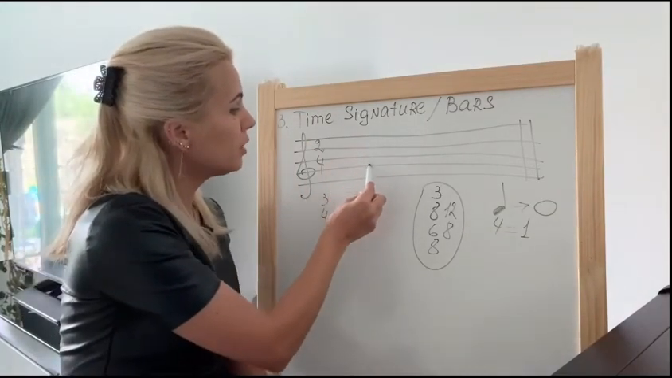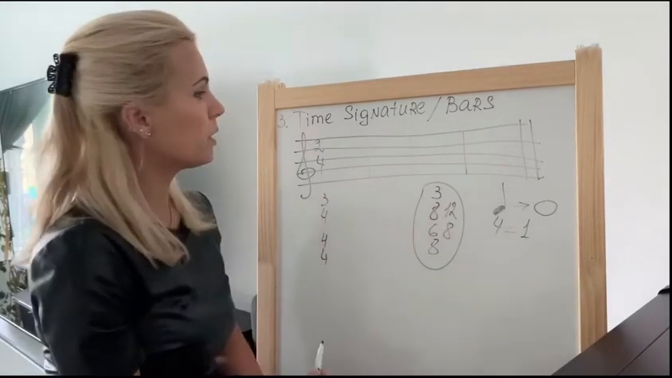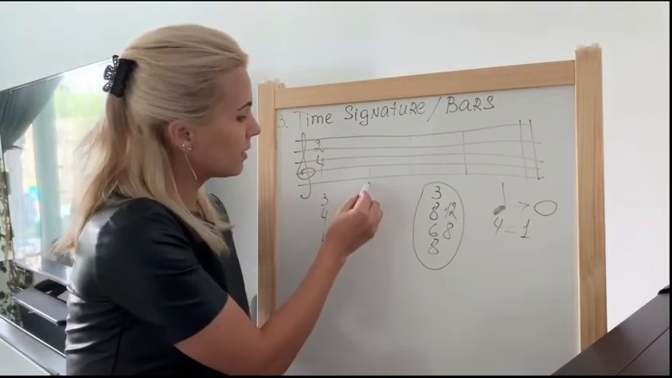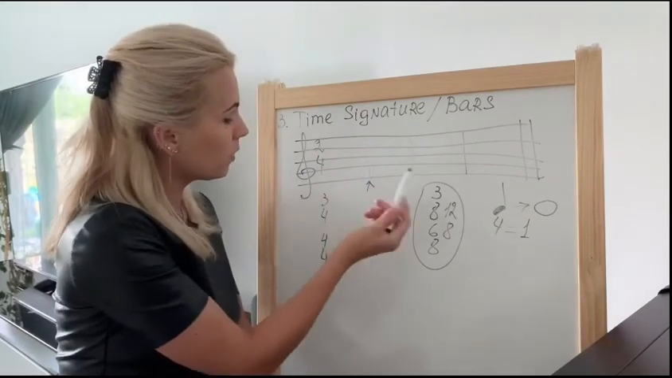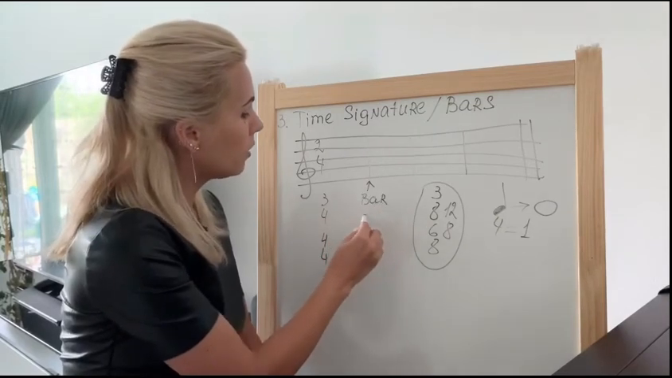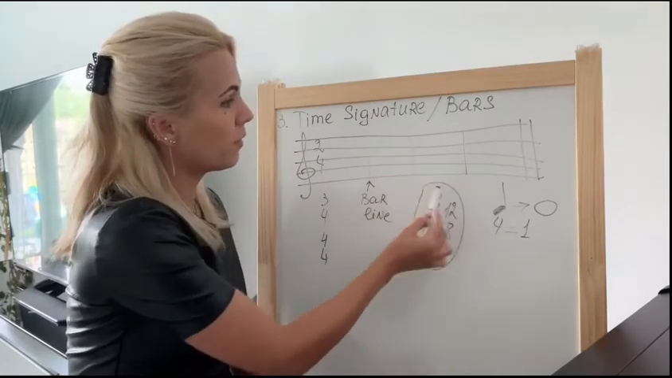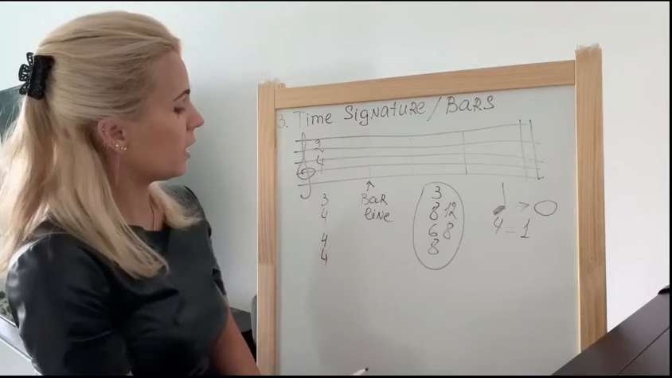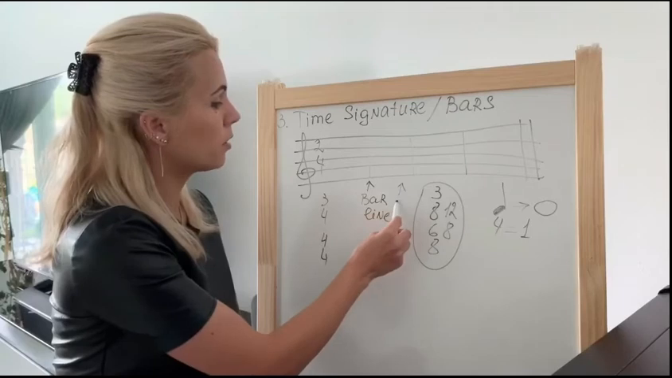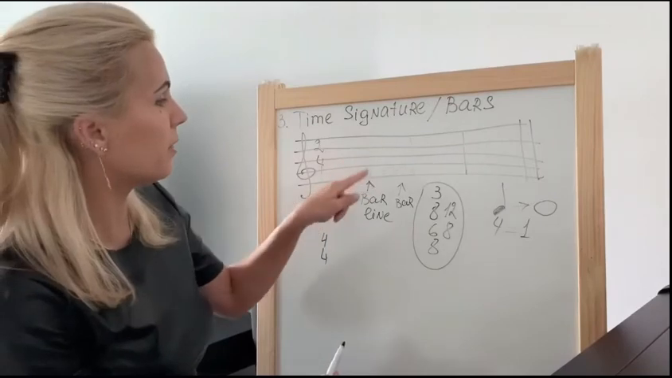Bars are little boxes that you can see in each music piece. Your music piece is kind of split into little boxes. Those lines that are splitting your line, we call them bar lines. And those boxes that are created from setting up your bar lines, we call them bars, or a bar. Okay, so this is a bar line and this is a bar.